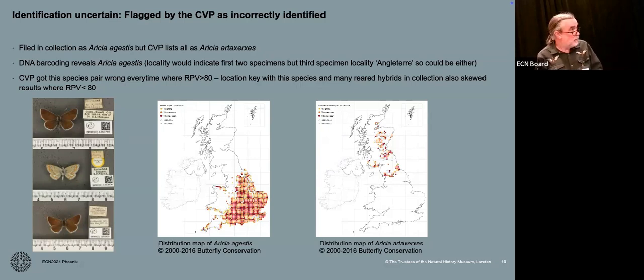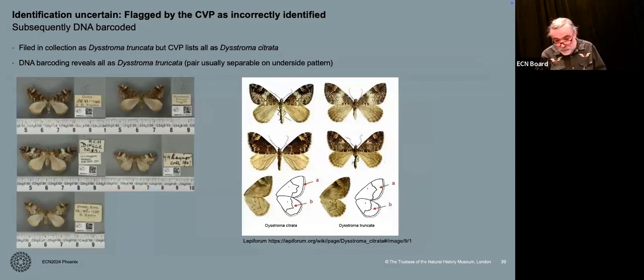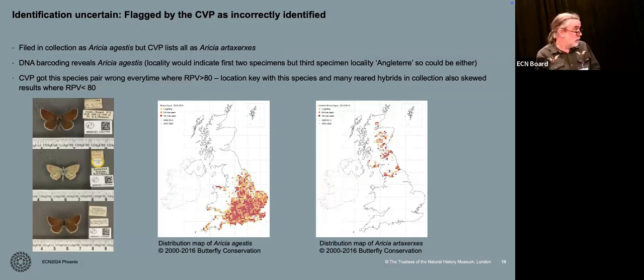And what was interesting with this species, we got quite a lot of bred specimens in the collection. And people in the past had decided to try and rear hybrids. So all the hybrids in the collection were also flagged up by this pipeline as well. And it turns out they were all correct in the collection. The 3 specimens I show there were all correct.